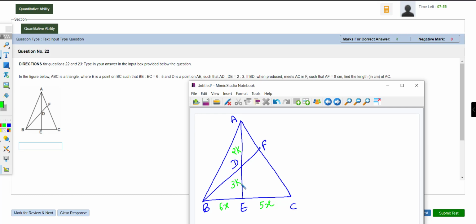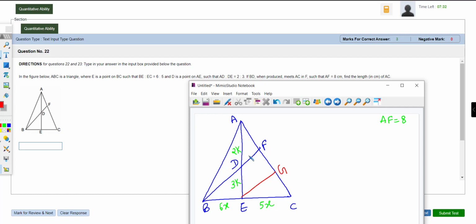We know that AF is equal to 8. We need to find the AC. So over here the standard construction is what? We need to draw a parallel line like this. This line is parallel to DF. Let's call this point G.